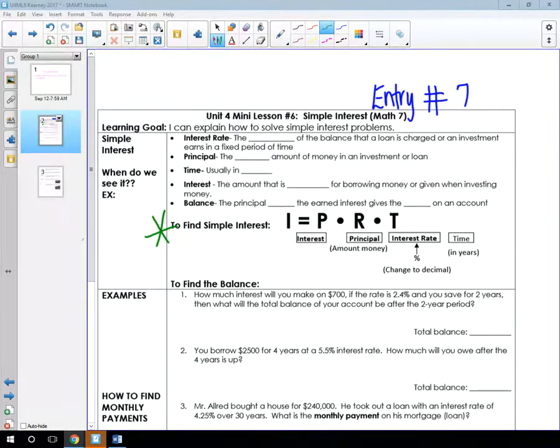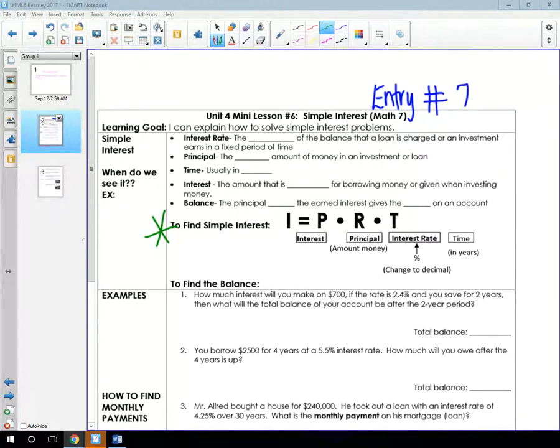Whereas Ms. Kearney likes to chant, I like to say I equals PRT. I equals PRT. I equals PRT. You can try it, and it kind of gets stuck in your head. So as you're doing these, you might want to say I equals PRT. You're probably asking yourself, well, that sounds great, Ms. Kearney, but what in the world do I and P and R and T mean? That's what I'm going to tell you right now.